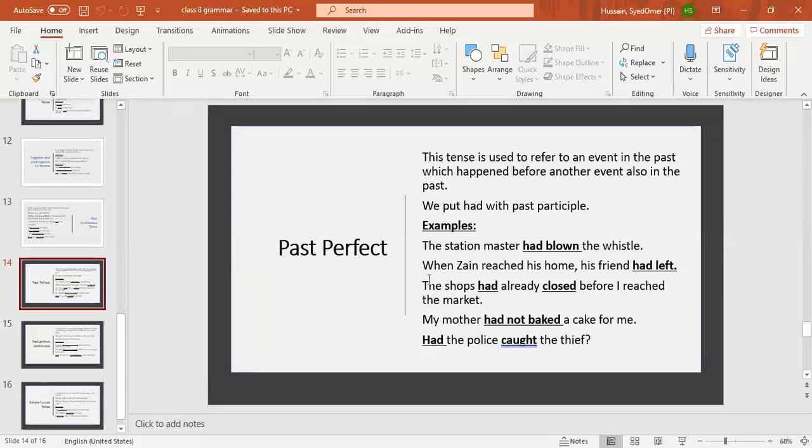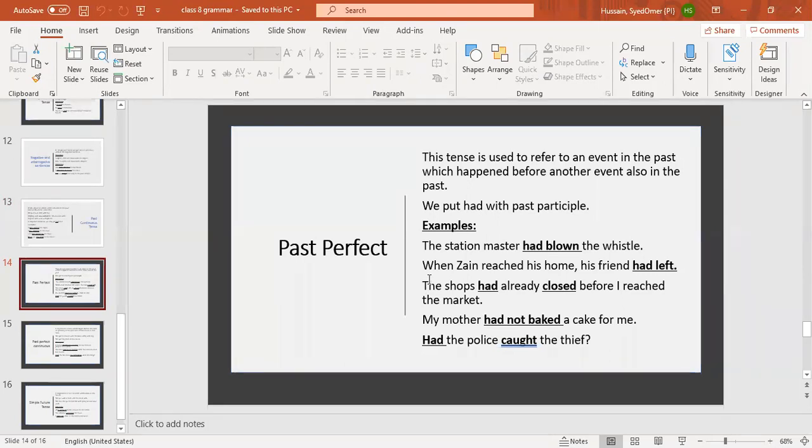In present perfect, we are putting has and have. In past perfect, we are putting had with the third form of verb. Okay? The station master had blown the whistle. When Zan reached his home, his friend had left. The shops had already closed before I reached the market. My mother had not baked a cake for me. Had the police caught the thief?